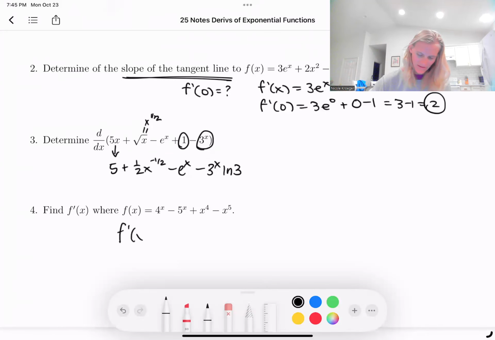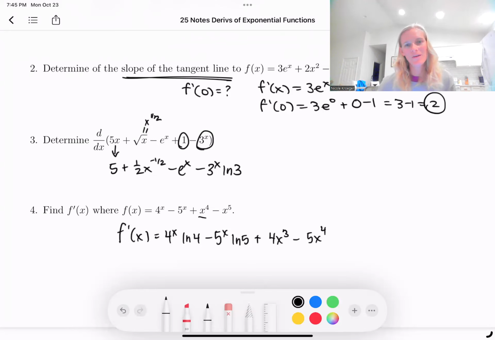And so this last problem, 4 to the x will become 4 to the x ln of 4. 5x becomes 5 to the x ln of 5. And then x to the 4th, that's where we do the power rule, 4x cubed. And then same, we get 5x to the 4th. So just be careful where the x is and where the number is, and you'll be good.